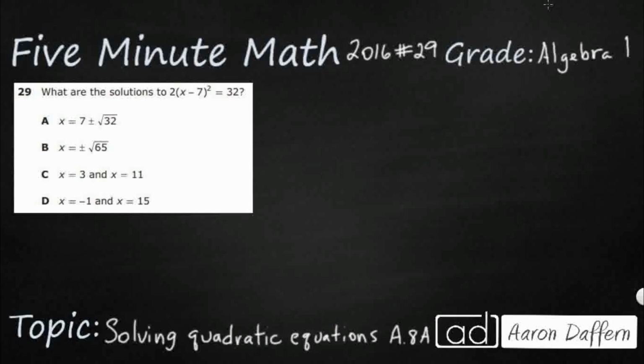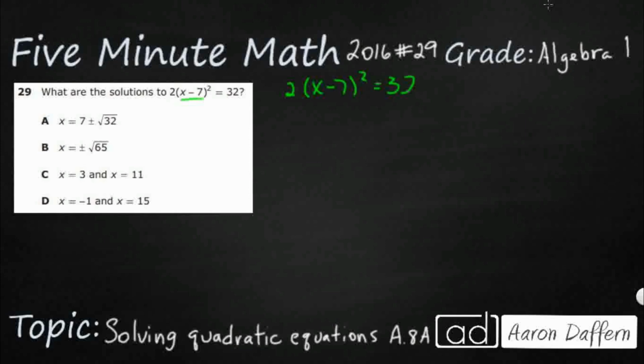So we are looking for the solutions to this particular problem, which means we're looking for which of those x values are going to make it equal to 0. Now, we've already got it in kind of a factored form, right? So 2(x minus 7) squared equals 32.